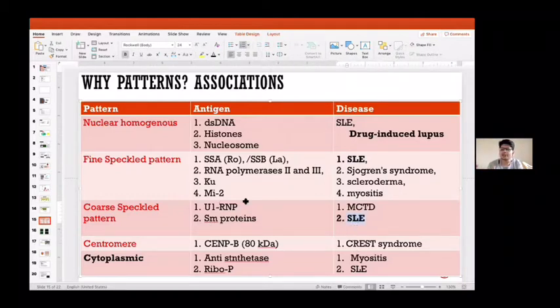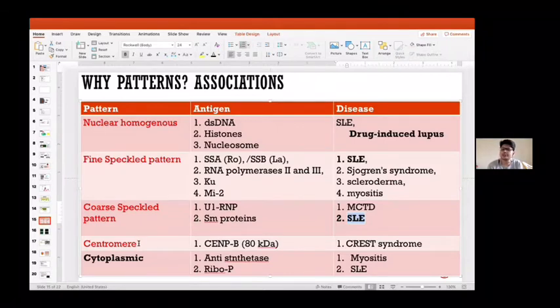And U1-RNP is the thing which comes in MCTD, mixed connective tissue disorder. So MCTD is associated with U1-RNP. In all cases of MCTD, if you want to diagnose, you must have the U1-RNP antibody as a diagnostic criterion. Sometimes we do not get U1-RNP antibodies separately in our picture. Then we rely on the coarse speckled pattern if the patient's clinical history is fitting. Without clinical history, we do not interpret anything.